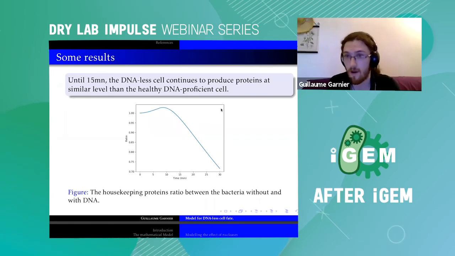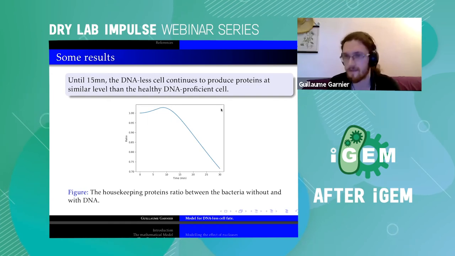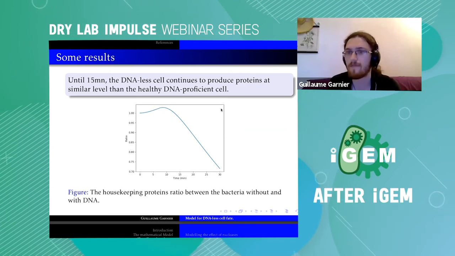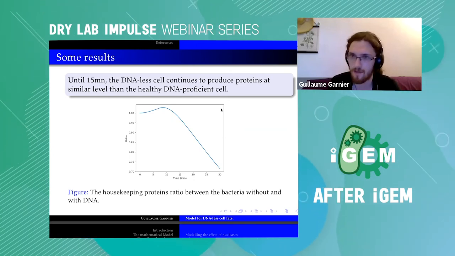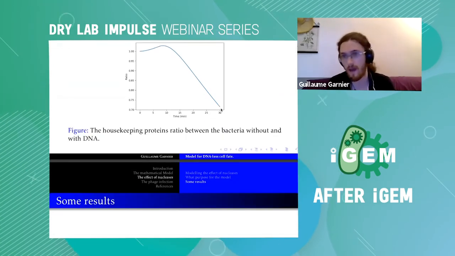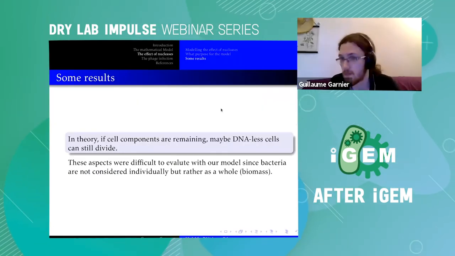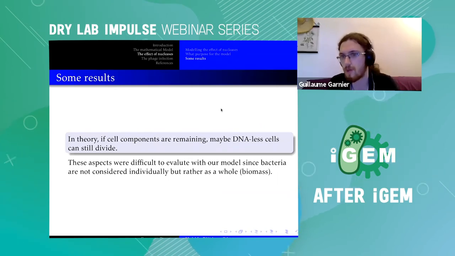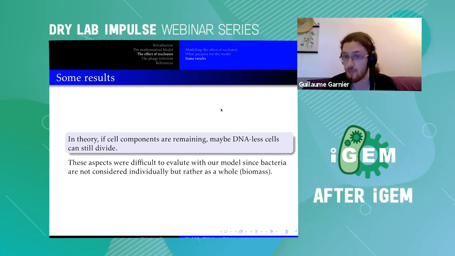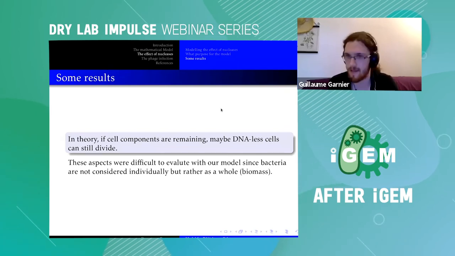And we can see on the curve that until 50 minutes, there is no real difference. The value is still one. That means that even if there is no DNA inside the cell, it continues to produce proteins for a short time. And one idea we emitted last year was, in theory, if there is enough cell component inside the cell, maybe even if there is no DNA inside, the cell may still divide.